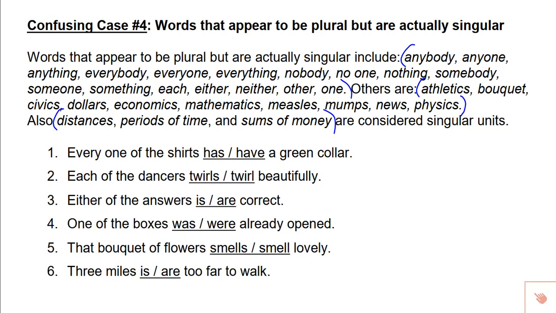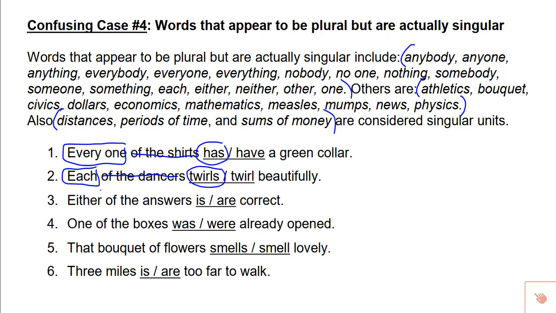Let's look at some examples. Every one of the shirts has or have a green color. Every one, I'm going to ignore this. Every one, that's singular, has a green color. Each of the dancers twirls or twirl beautifully. Each, that's singular. Ignoring this, each twirls beautifully.